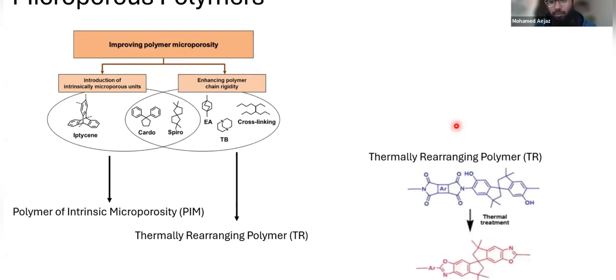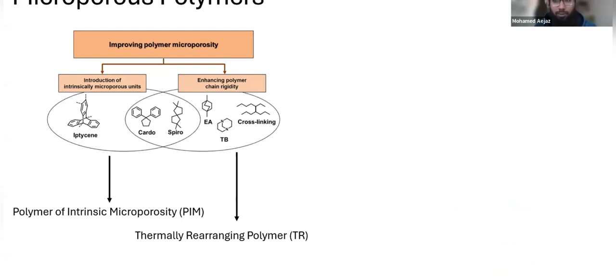The other way is thermally rearranging a polymer. So imagine you have a polymer structure that looks very fancy, right? Because you have a benzene ring, then you have an amide group, and then oxygen and whatnot. And then you treat it thermally. So you heat it to around 450 or 500 degrees. And then it also becomes very rigid. And then you can use these structures to transport gases. And remember, the goal is always to improve their transport properties.